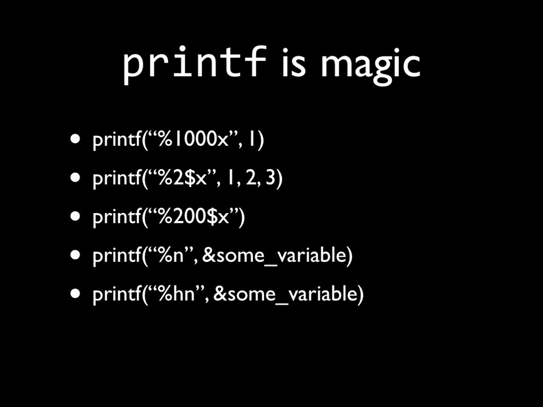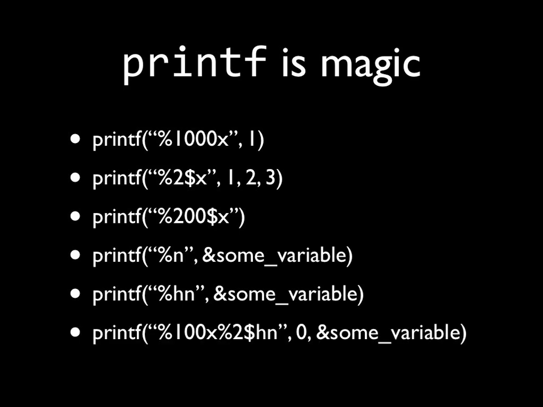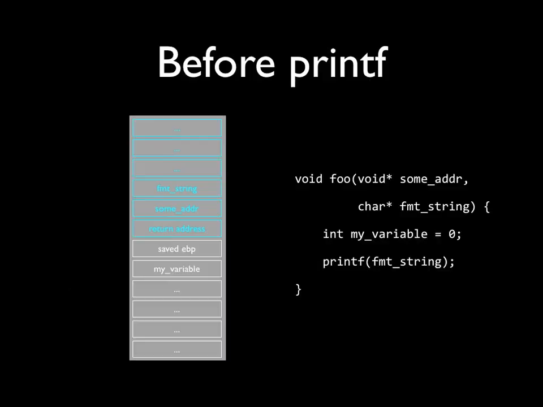So when we put all these together, we can do %100x, %hn. And what we'll do is printf will emit 100 bytes for the 0, and then it'll write the value 100 to the short sum variable. Okay, that's interesting and all, but how do we use this for an actual exploit?